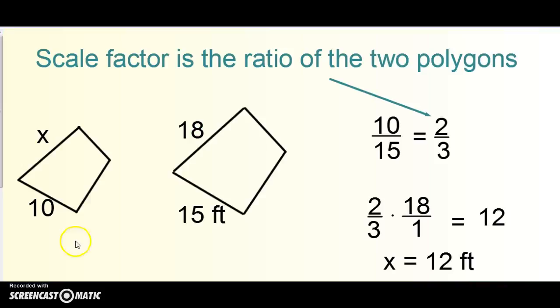So again, find the scale factor first of two sides that correspond that we do know. Make sure you have the right number in the numerator, and then multiply it times a side that you are given that corresponds to the side you're trying to find out. That's how you'll find your missing number.